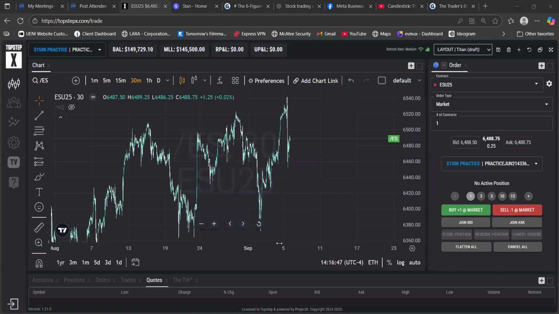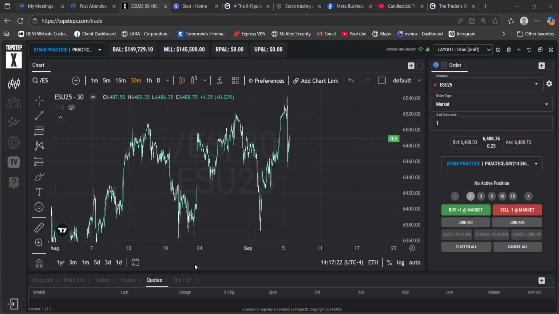What you are looking at now, can everybody see my screen? Yeah. All right. What you are looking at here is the Top Step X platform. Now, the candlesticks that I was showing you previously in the market, that was on the Think or Swim platform. But I want you guys to know that all of these platforms work generally the same. So I'm going to just walk you around this visually real quick on what's going on here.